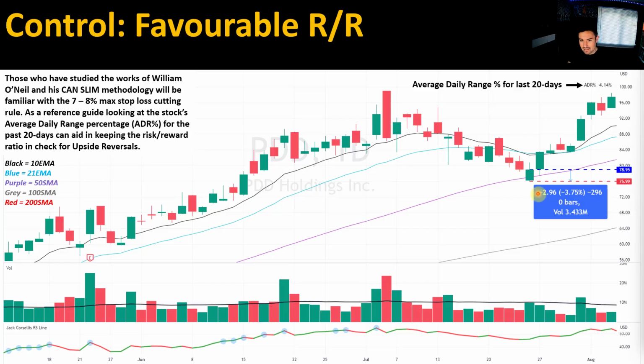Then you get this gap down reversal bar on the 50 SMA, so you're like, I could enter the stock here at 78.95, place my stop a penny below, which is 75.99. That would be 3.75% risk.